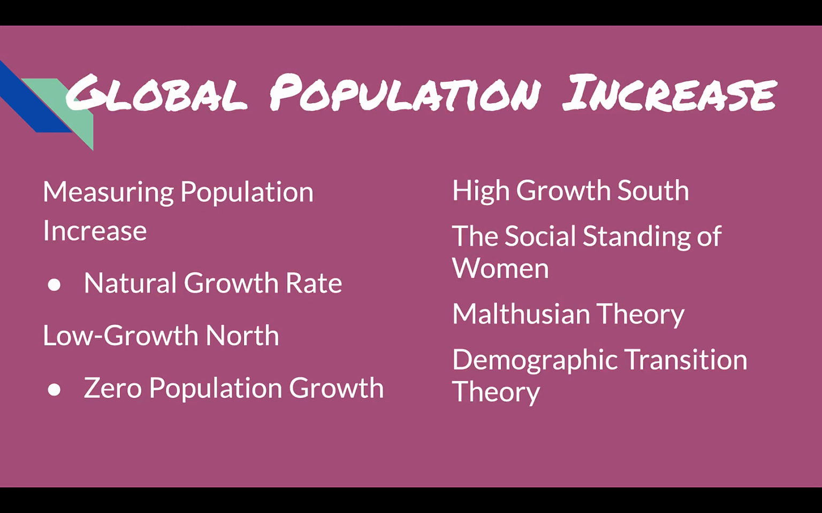Okay, moving on to global population increases. How do you measure all this stuff? So that was part of it, right? The infant mortality rate's a pretty good measure, but we also use the natural growth rate. This is based on variables of fertility and mortality, right? So births and deaths. The world population is growing at the rate of 1.2% each year.